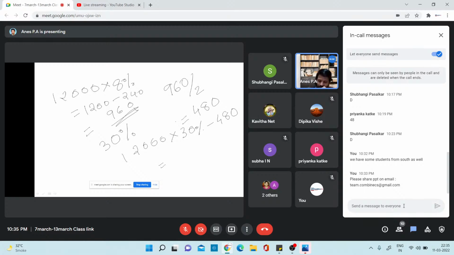So the 30% of 12,000 came as 3,600. Then we need to subtract 480, and then we get 3120. You just look at that question, there is some complexity in it.